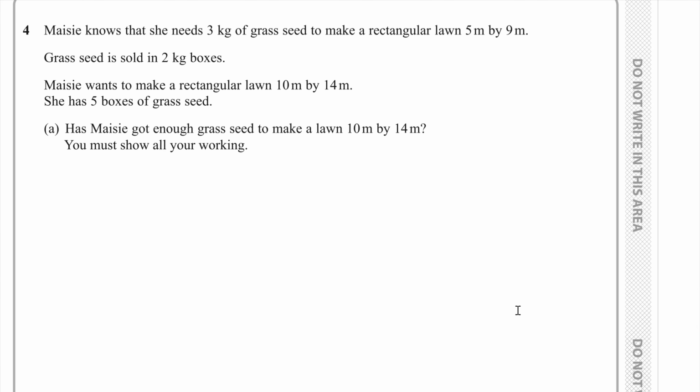Question 4. Maisie knows that she needs 3 kilograms of grass seed to make a rectangular lawn 5 meters by 9 meters. Grass seed is sold in 2 kilogram boxes. Maisie wants to make a rectangular lawn 10 meters by 14 meters. She has 5 boxes of grass seed. Has Maisie got enough grass seed to make a lawn 10 meters by 14 meters? You must show all your working.